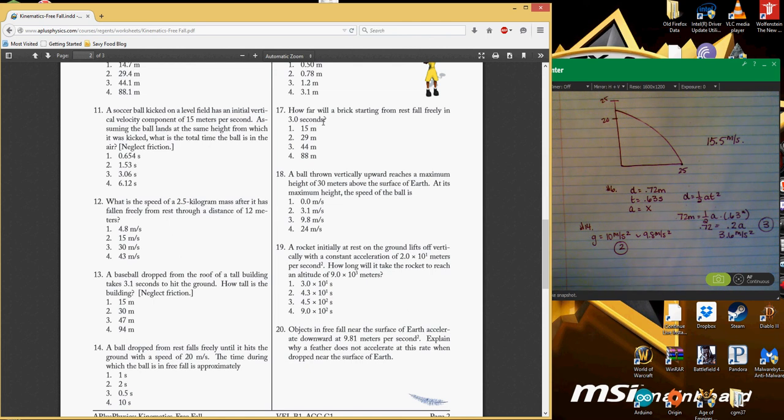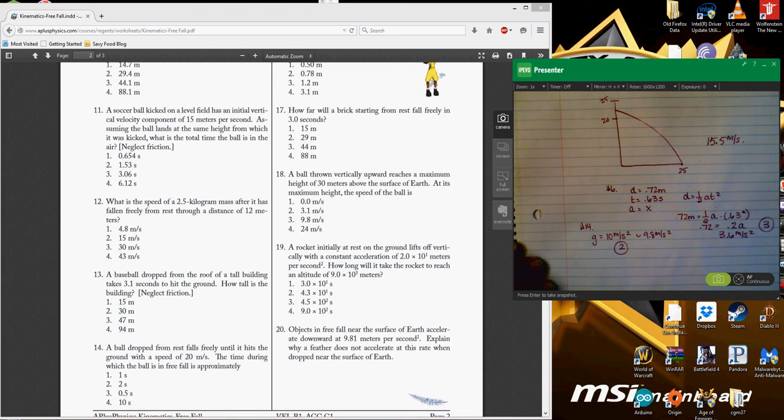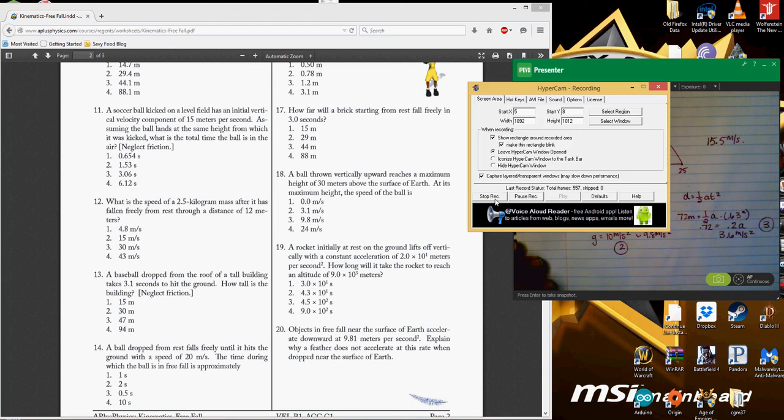Okay, question 17. How far will a brick starting from rest fall freely in 3 seconds? So again, it's kind of the opposite. If I know that it's falling for 3 seconds, that means it should be going about 30 meters per second. But again, they kind of go back from 10 and 9.8. So if it's falling for 3 seconds for 17, we know that the answer should be the closest to 30, which is 29 meters.